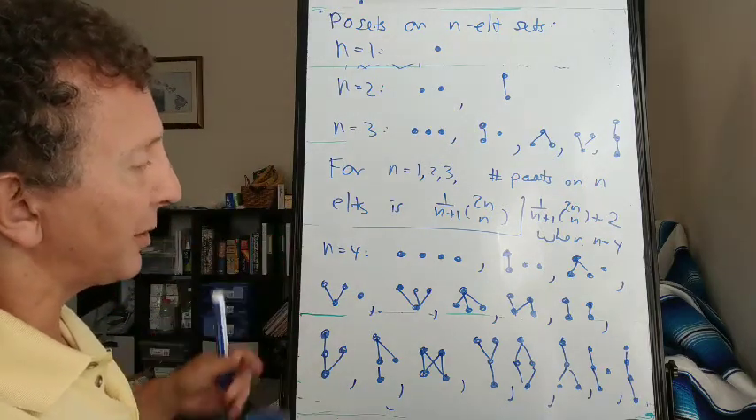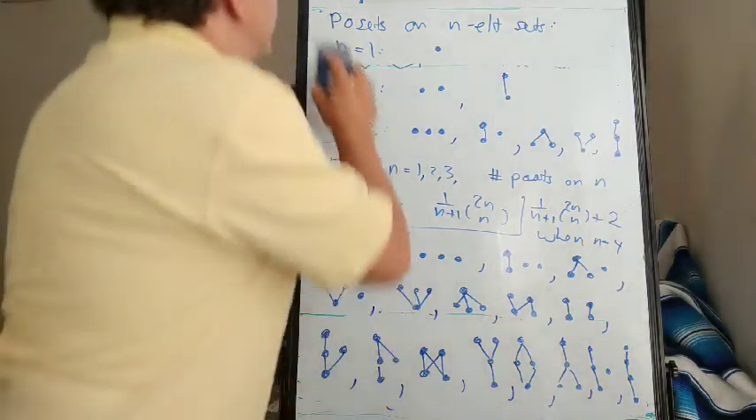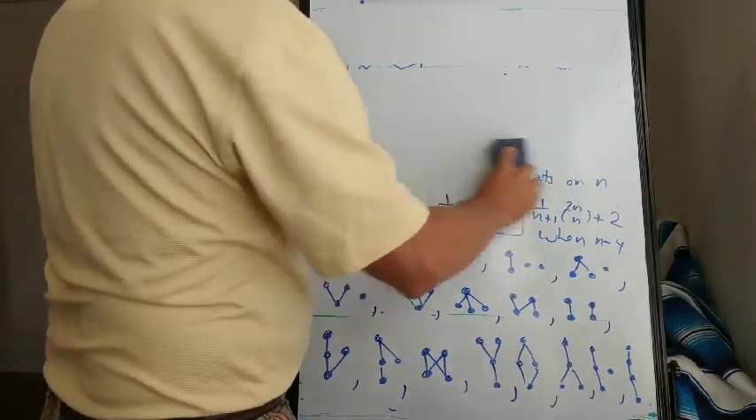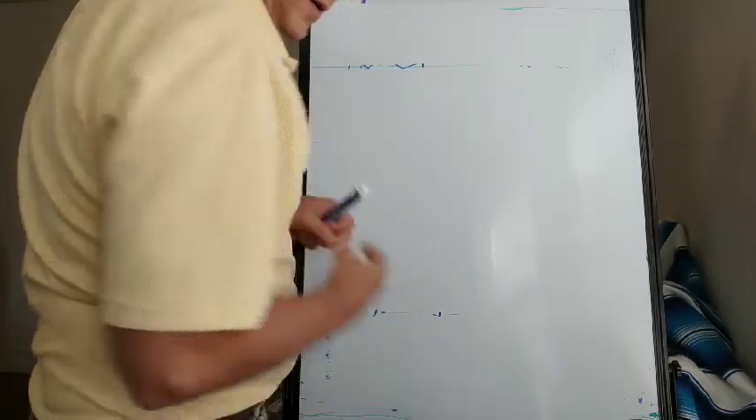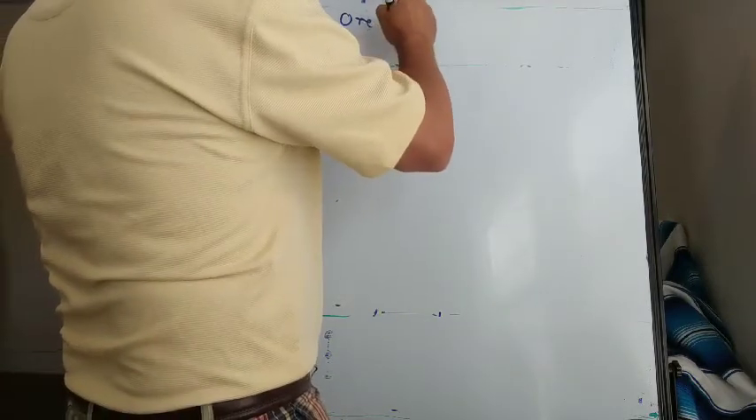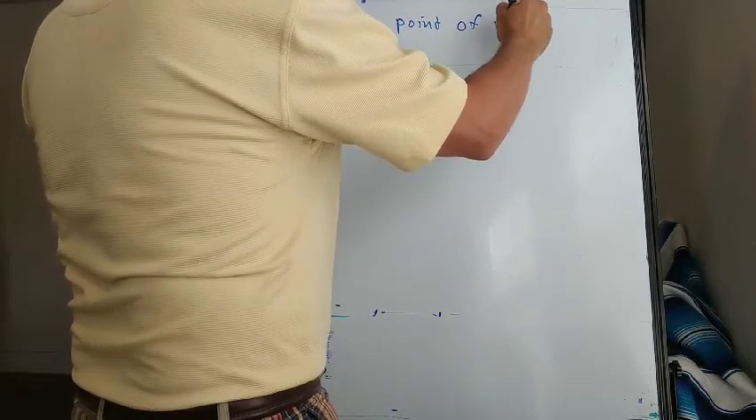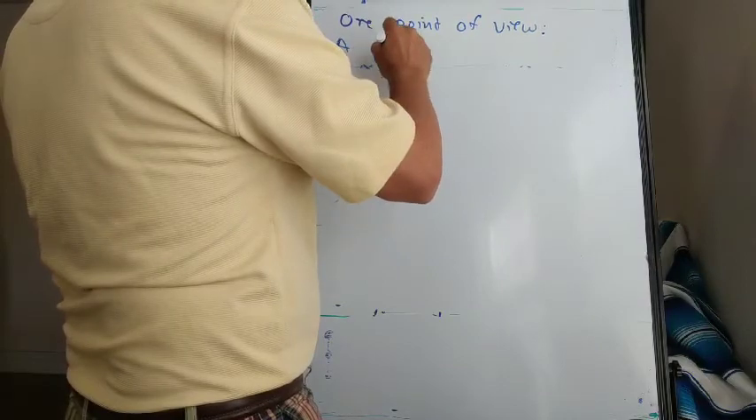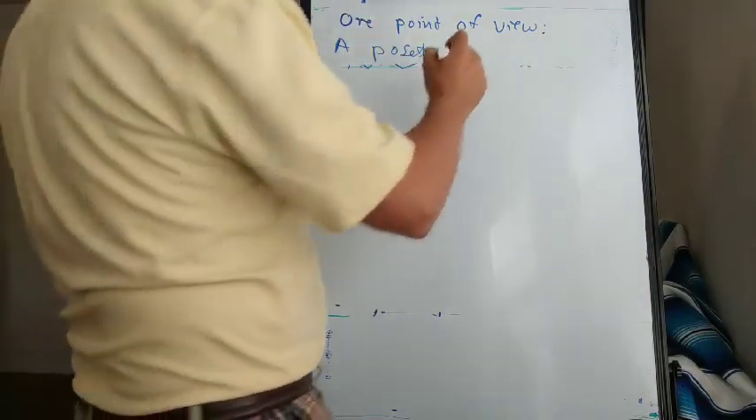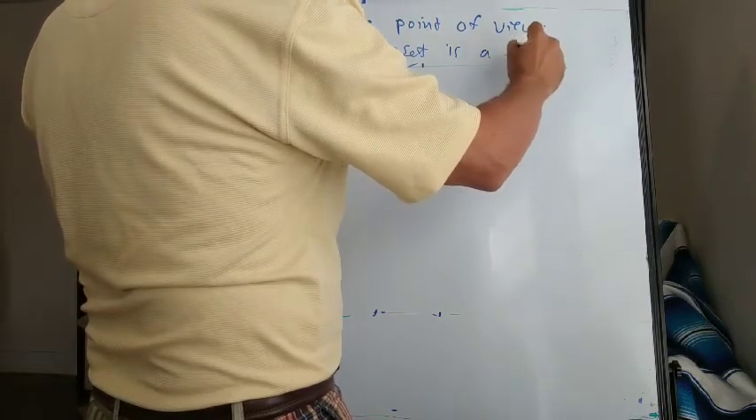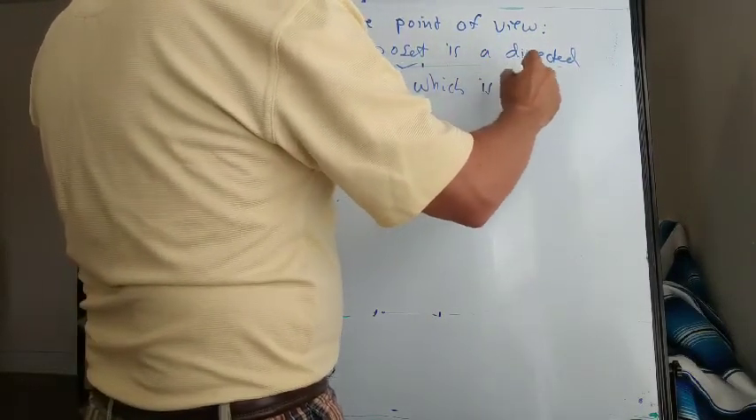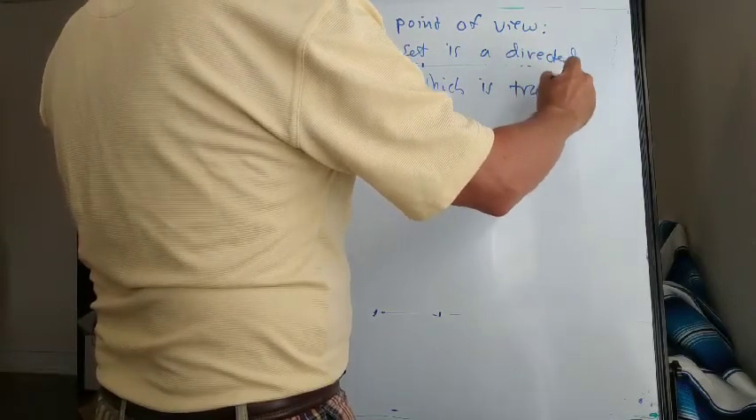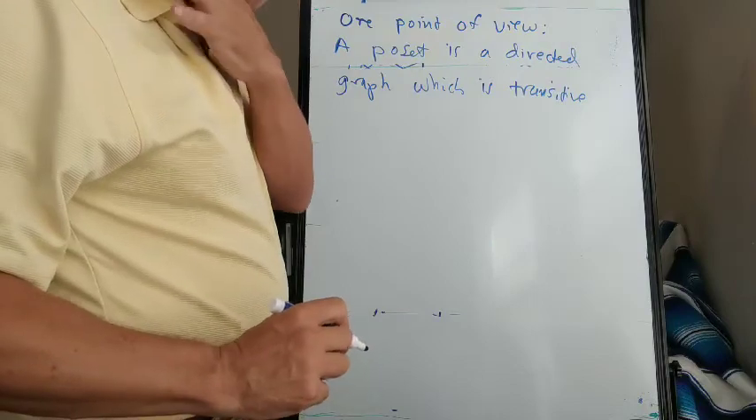Now one way to think about a partially ordered set is to think of it as a directed graph. Usually we write poset for partially ordered set. So it's a directed graph, which is transitive and acyclic.